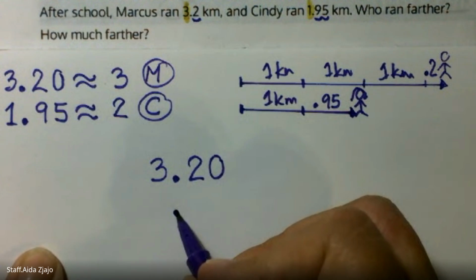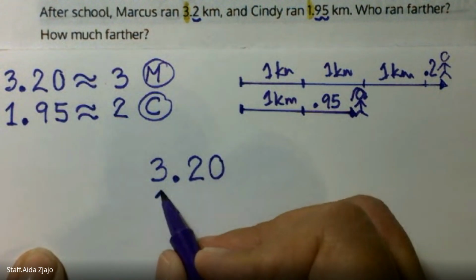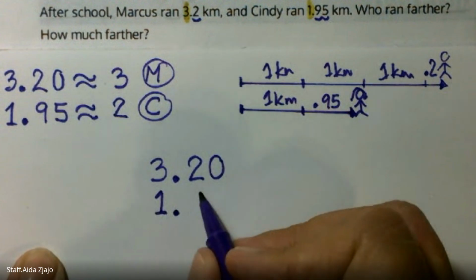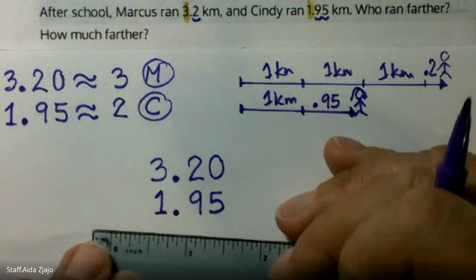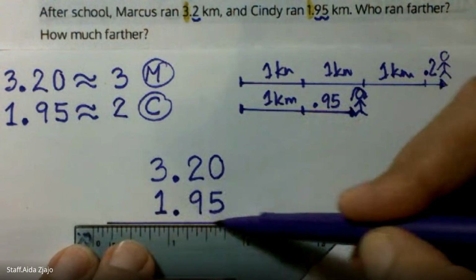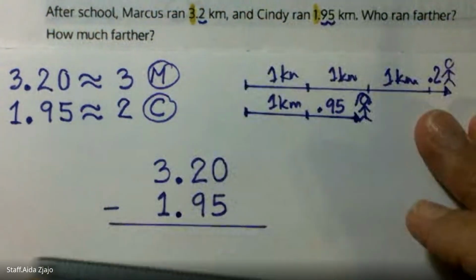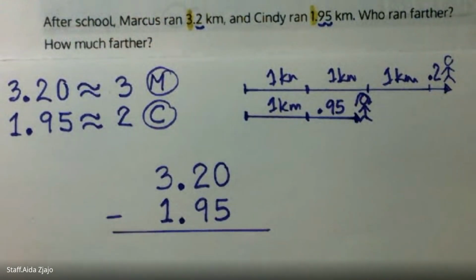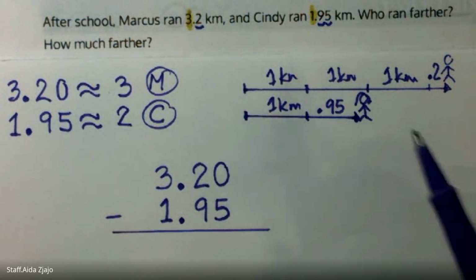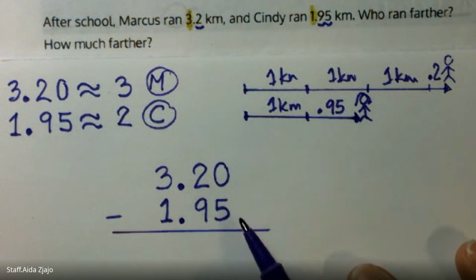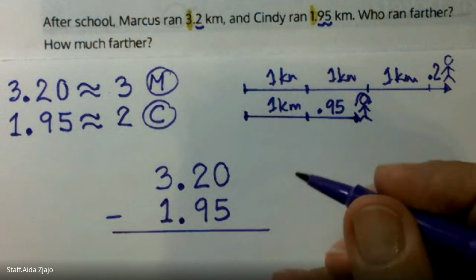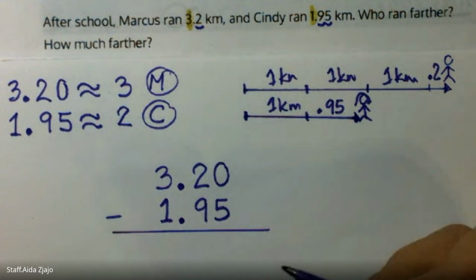Now, when I know that, I can say, okay, she ran 1 and 95 hundredths. So I can subtract the smaller number from the greater number, but not vice versa. Usually kids do the opposite. They put 1 and 95 first and subtract 3.2, which doesn't make sense if you know decimals.